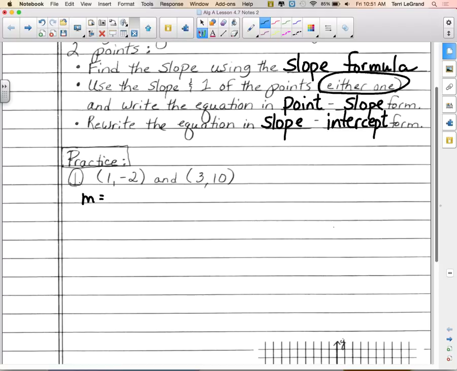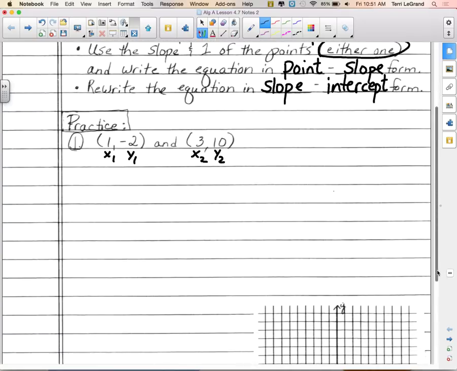Well, let's do this first. Let's name our ordered pairs. Let's make this one x sub 1, y sub 1. Let's make this one x sub 2, y sub 2. And then let's write down what it is that we're looking for. We're looking for the slope, and this is the formula we are going to use to find the slope algebraically, because we don't have the graph. We're not going to start with the graph, we're going to end with the graph.